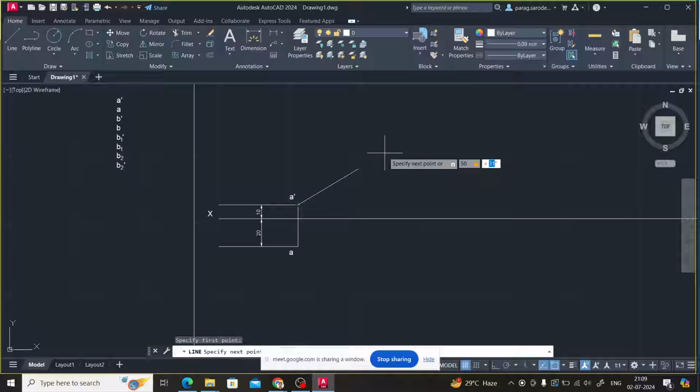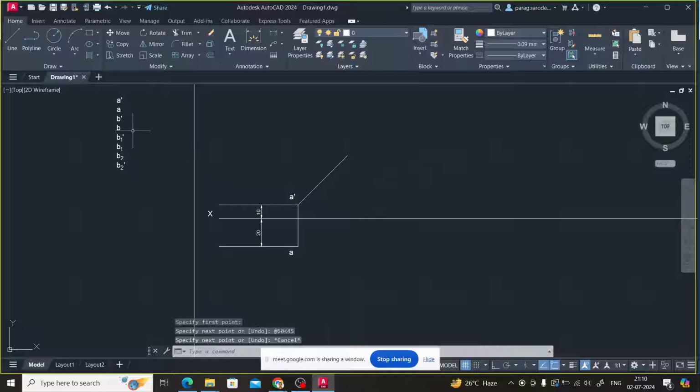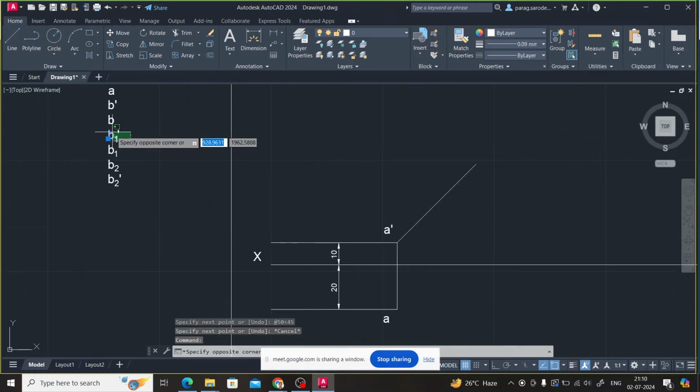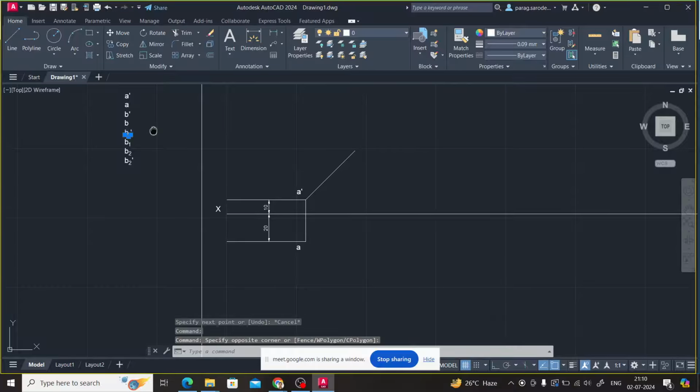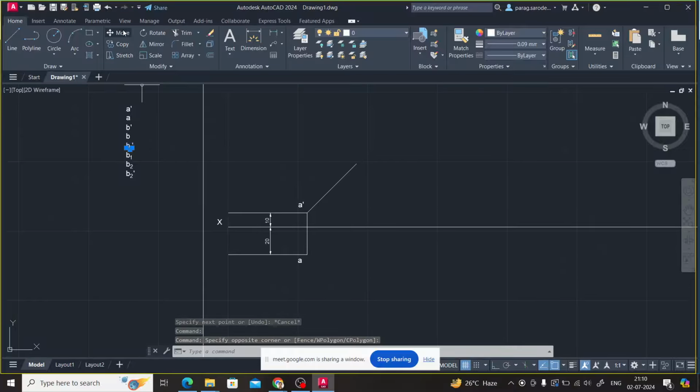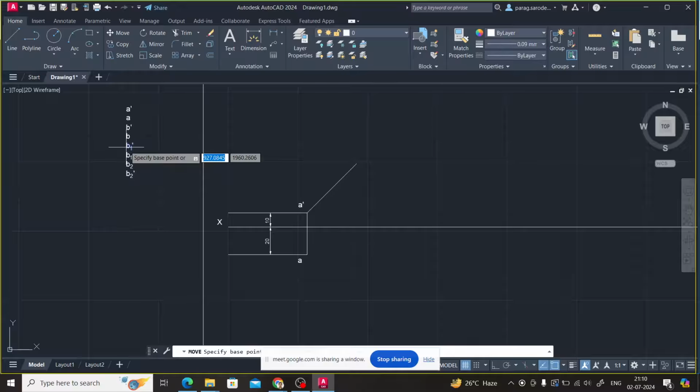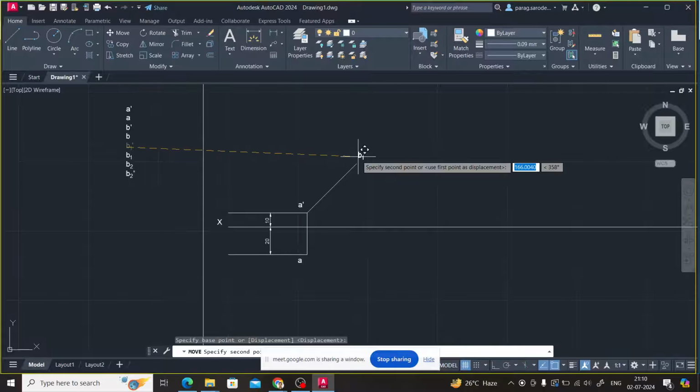Can you spot it on the screen? Once I type 50, shift less than symbol, without clicking anything else, then I will type 45. Then I will press escape. And what is this? My point is b1 dash. So I will move this b1 dash together, because of the offset this b1 dash and 1 will get separated from each other.